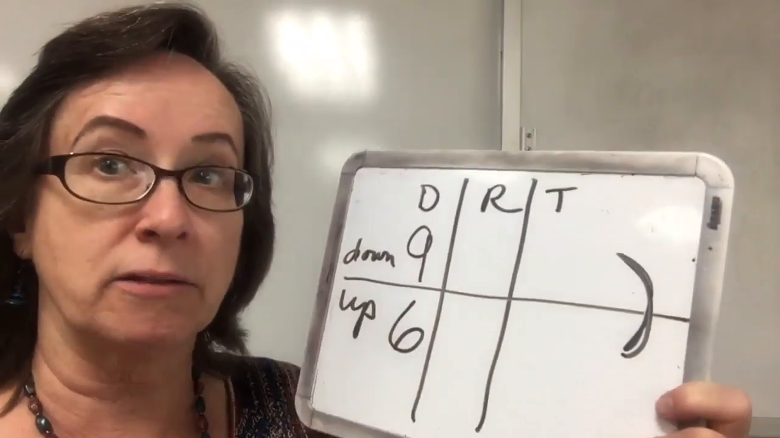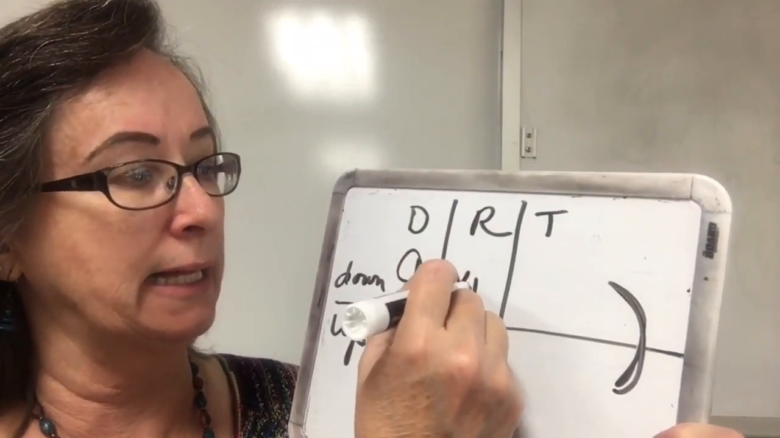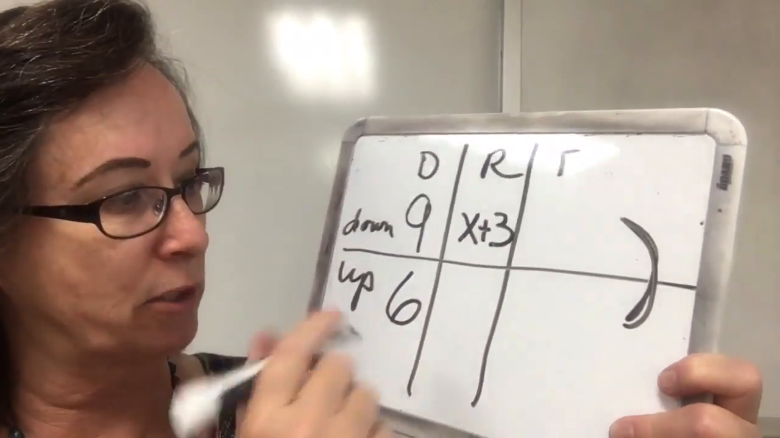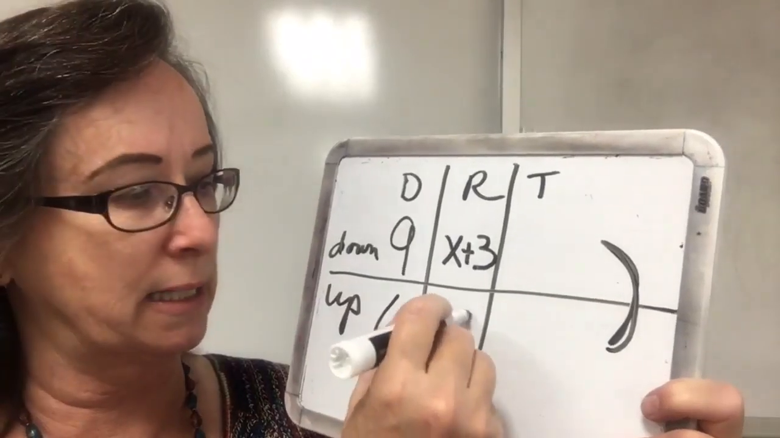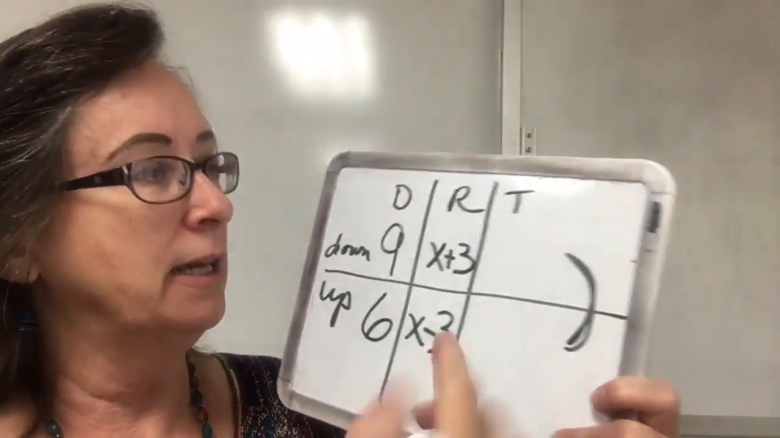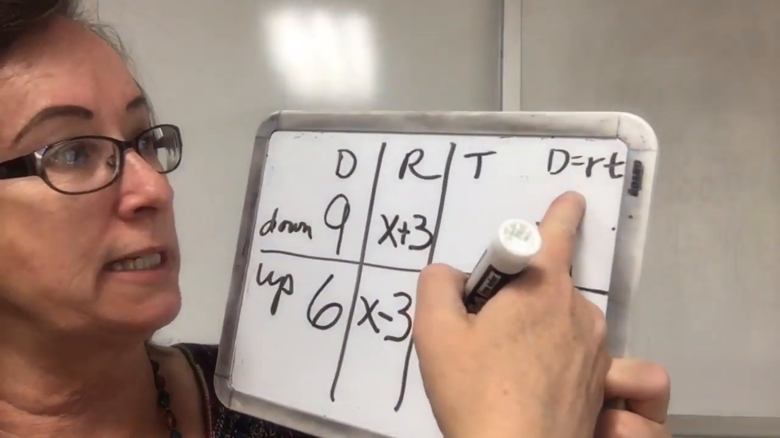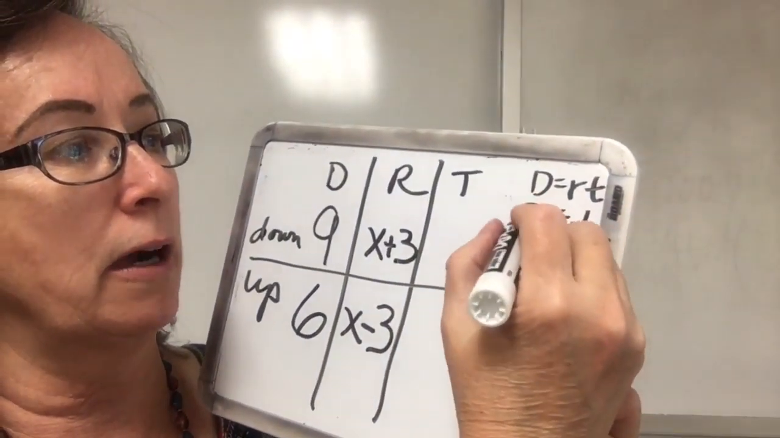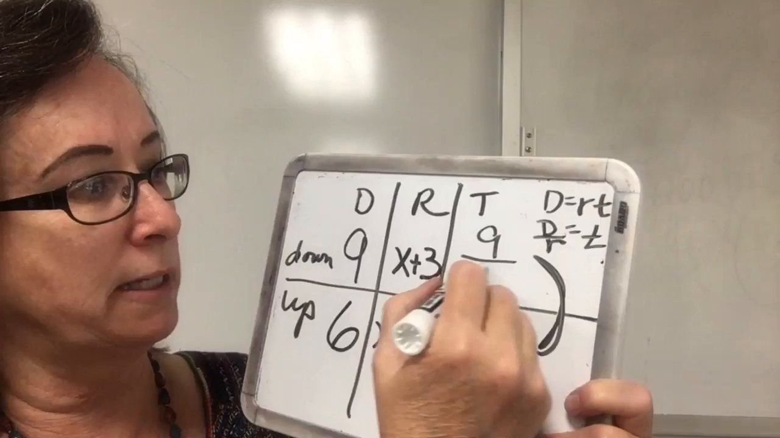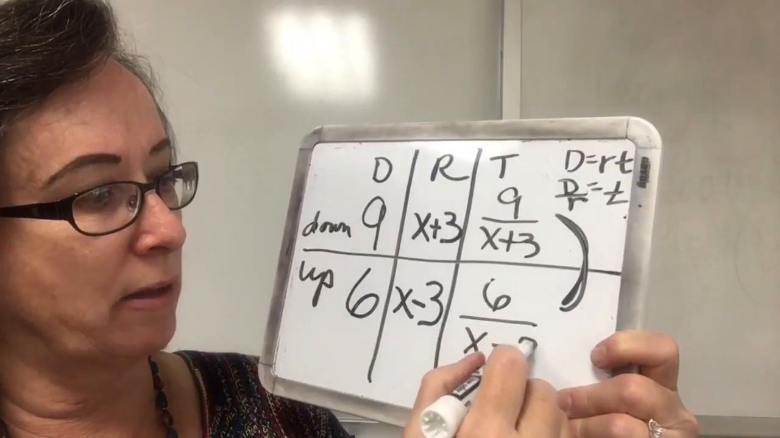Remember, if I'm going downstream, I'm going with the current. I'm going to be going the speed of the boat plus the speed of the current. When I'm going upstream, like a salmon swims upstream, it's going to be the speed of the boat minus the speed of the current. Remember, I told you you would always have one box unfilled. We know that distance is rate times time. If we solve this equation for t, we get t is d over r. So here d over r is 9 over x plus 3, and d over r is 6 over x minus 3.